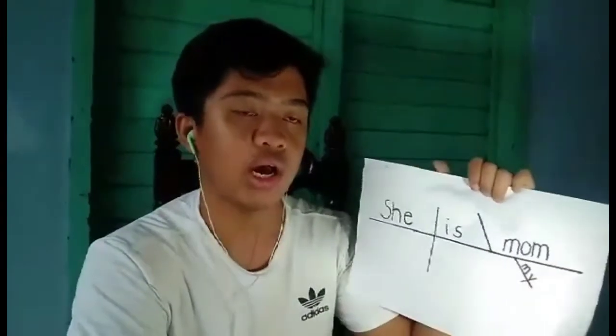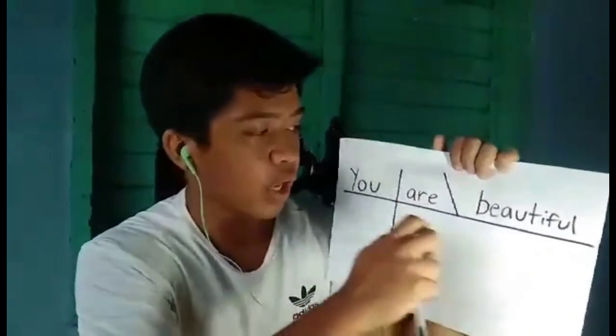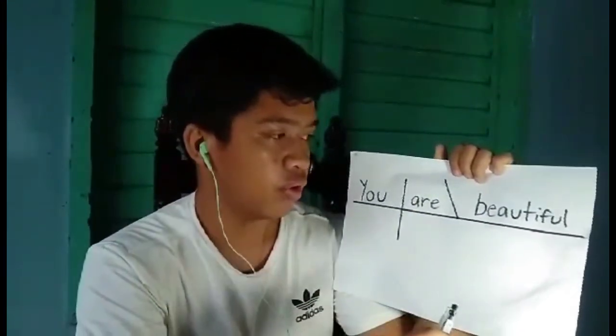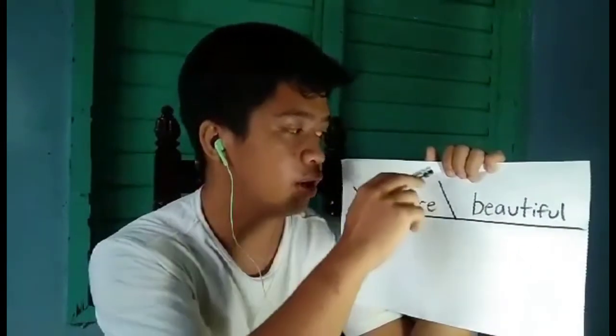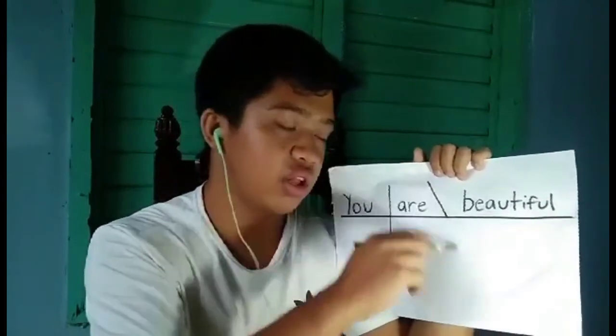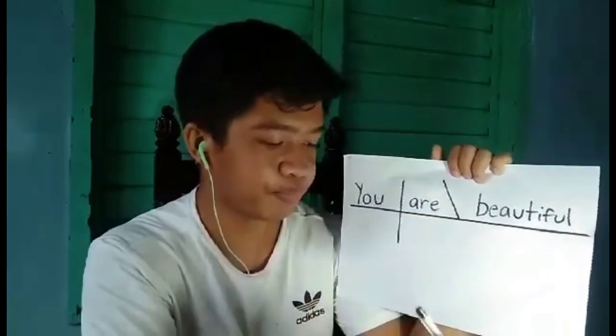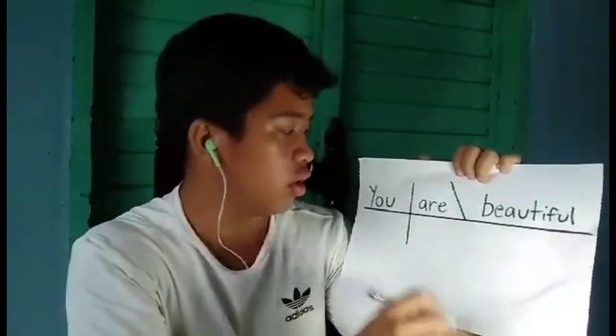So for the predicate adjective, this is the case. So you are beautiful. That is the sample sentence. So like the first thing that we did, we will draw a horizontal and vertical line, then write the subject, the linking verb, and beautiful. So beautiful is a modifier in this sentence, and therefore we will draw a slanted line here. Then it usually goes like this.